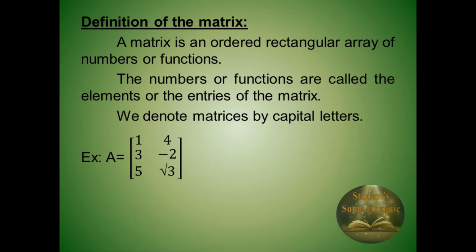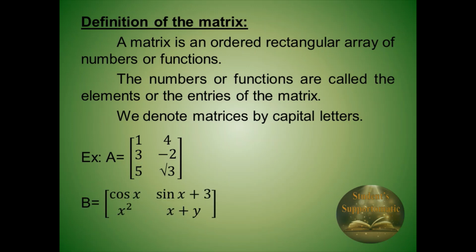So for example, A is equal to 1, 4, 3, minus 2 and 5, root 3. So this is in rectangular form. This is a matrix. It is enclosed between square brackets, or it may be enclosed between round brackets, but usually we use square brackets to denote the matrix. So we denote a matrix with a capital letter and arrange the elements in square brackets in a rectangular form, and that is called a matrix.